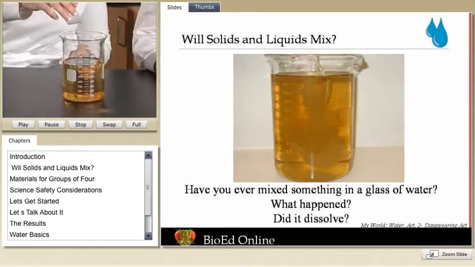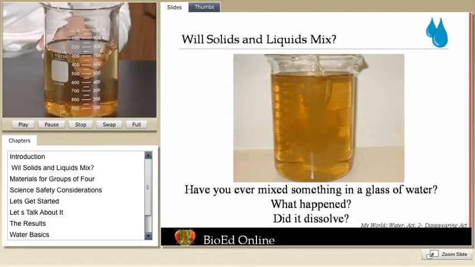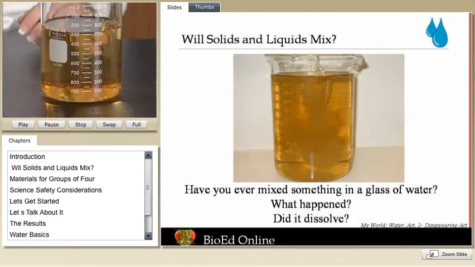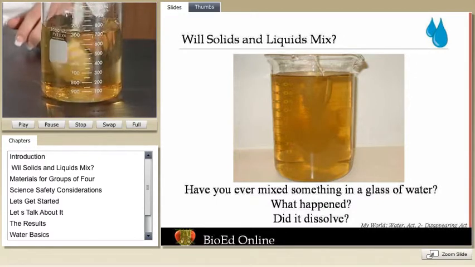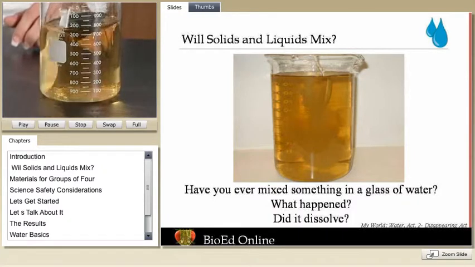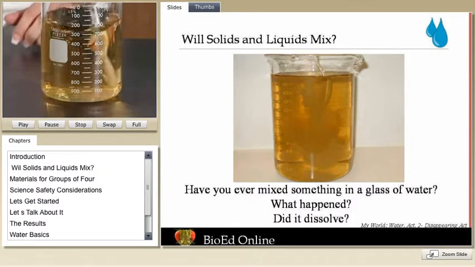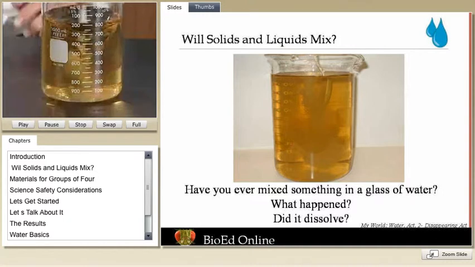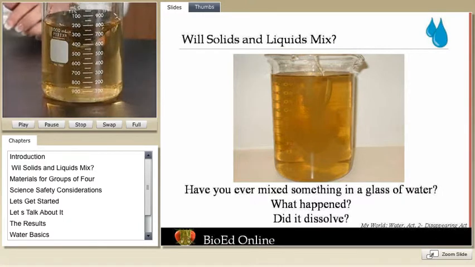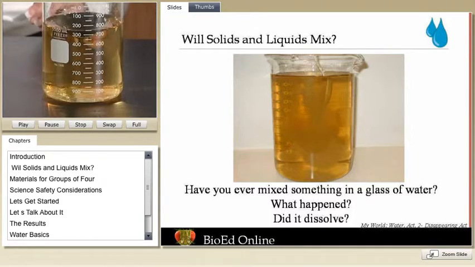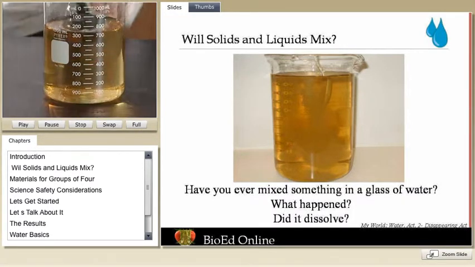So, when we put the sugar in the water, as you can see, let's stir it a little bit. You can see the granules of the sugar floating down to the bottom, and then they disappear. Because the solid disappears into the liquid, we call that a solution. This is the solute, and this is the solvent. And that's what we're going to look at today.